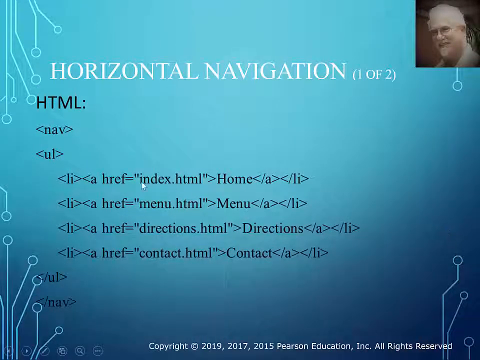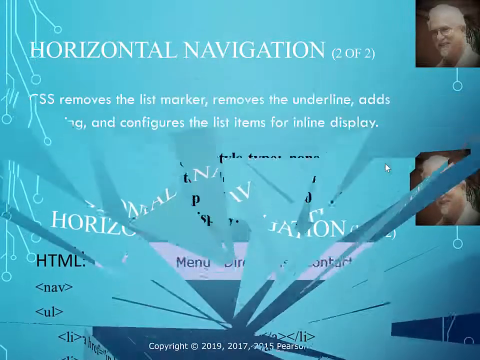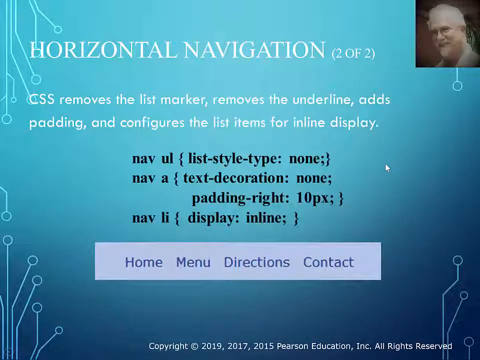Horizontal navs look exactly the same as far as the HTML is concerned, no different. It's the CSS. So UL, list style type none, text decoration none, padding right. All the same. The LI, so this is a contextual selector, or descendant if you like, LI inside the nav, display inline. So display it horizontally in a line. That makes it horizontal.